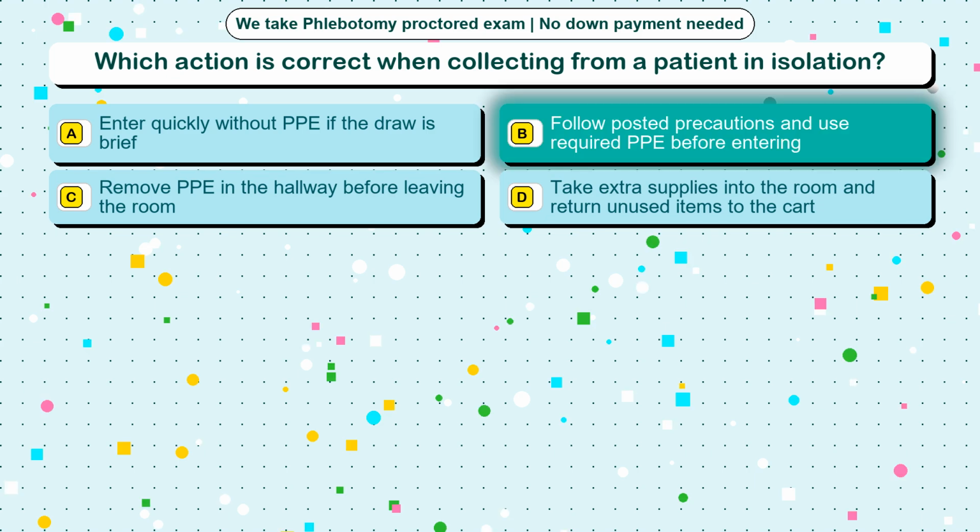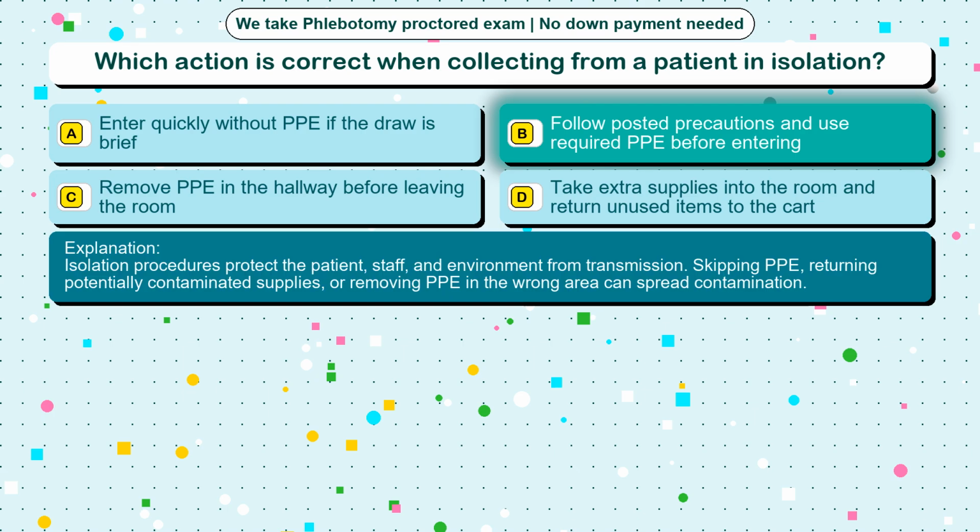The correct answer is option B. Follow posted precautions and use required PPE before entering. Isolation procedures protect the patient, staff, and environment from transmission. Skipping PPE, returning potentially contaminated supplies, or removing PPE in the wrong area can spread contamination.